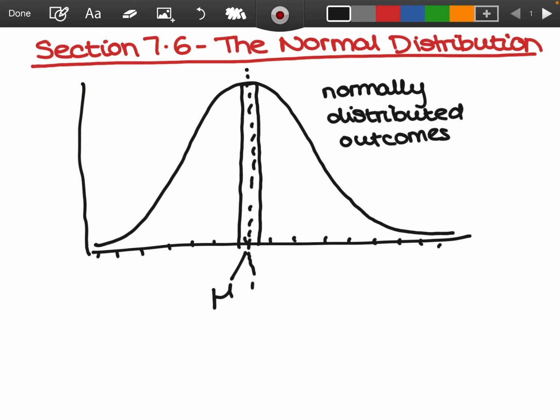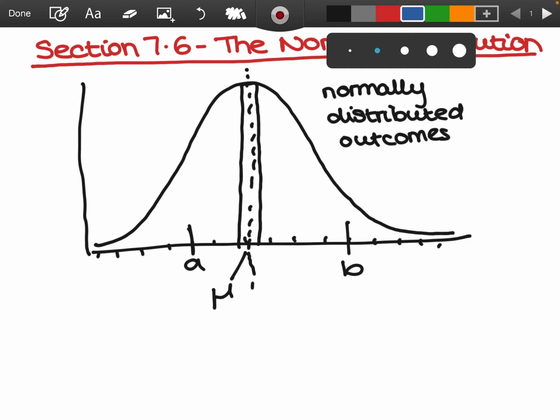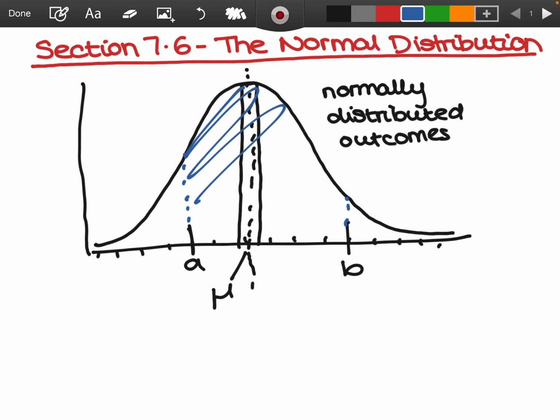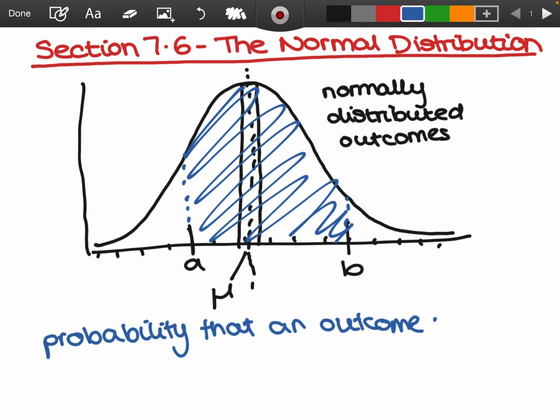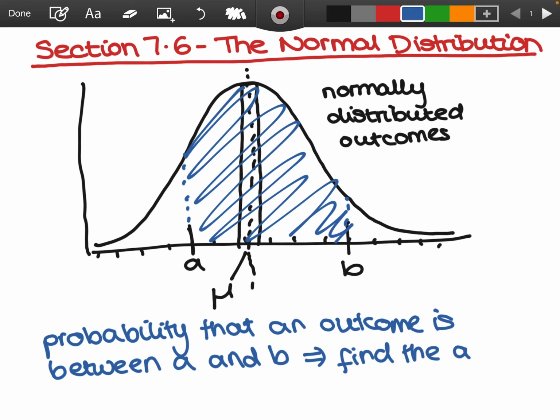Therefore, for a normal distribution curve, if I want to find the probability of being between two outcomes, we'll call them outcomes A and B. I want the probability of picking an outcome or picking a person that will have a property of a certain outcome to be between A and B. All I have to do is to find the area underneath the curve between A and B. So if I want the probability that an outcome is between two values A and B on my x-axis, then I find the area under the curve between A and B.